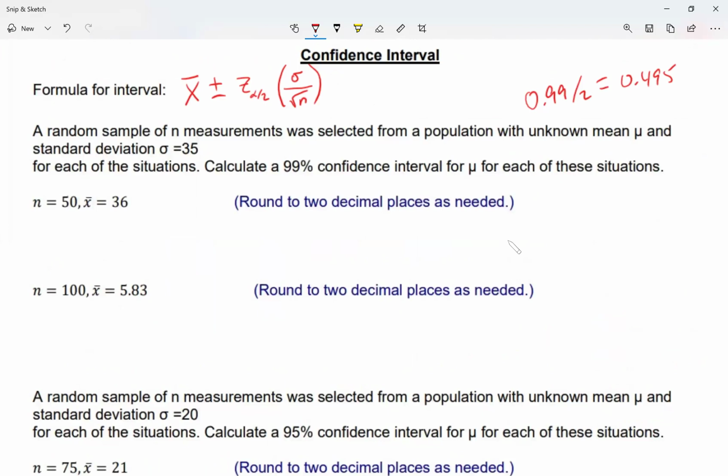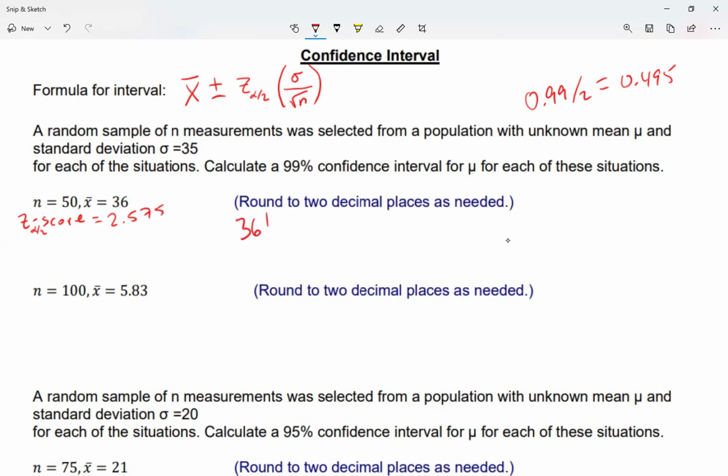So let me just say it here, that my C-score, if you want to, let me write it here. The C-score that I'm looking for, that I'm going to be using, is 2.575. And this is the C-score of my alpha divided by 2. Okay, so what do I have now? Let's see what information do I have. Do I have my X bar? Going back to the formula, I see that my X bar is 36.